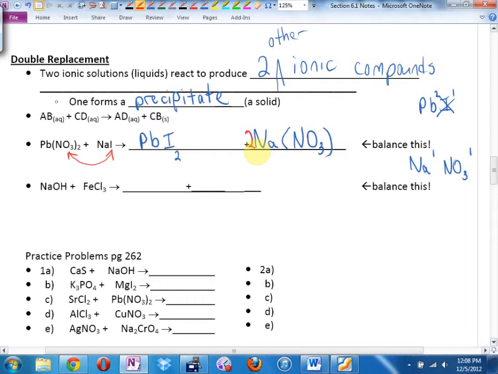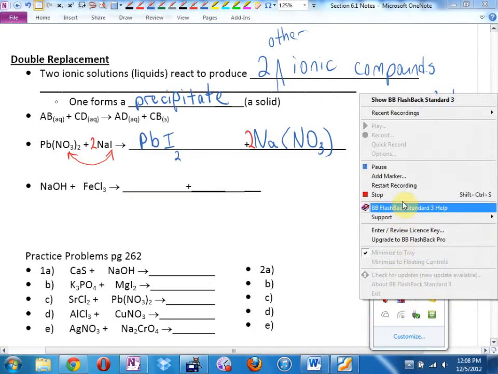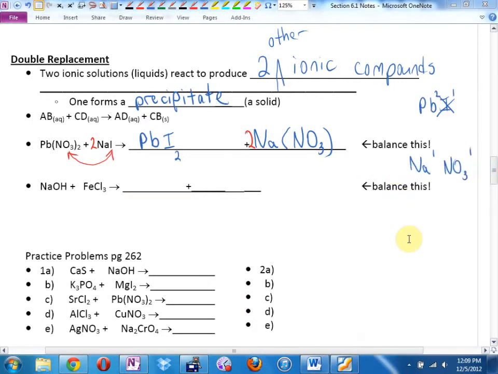Okay. How will that change things? Well, how many sodiums do I have on the left-hand side now? How many do I have on the right? Sorry, yes, I said that backwards. So let's put a 2 there. Are we balanced? I think we're balanced now.